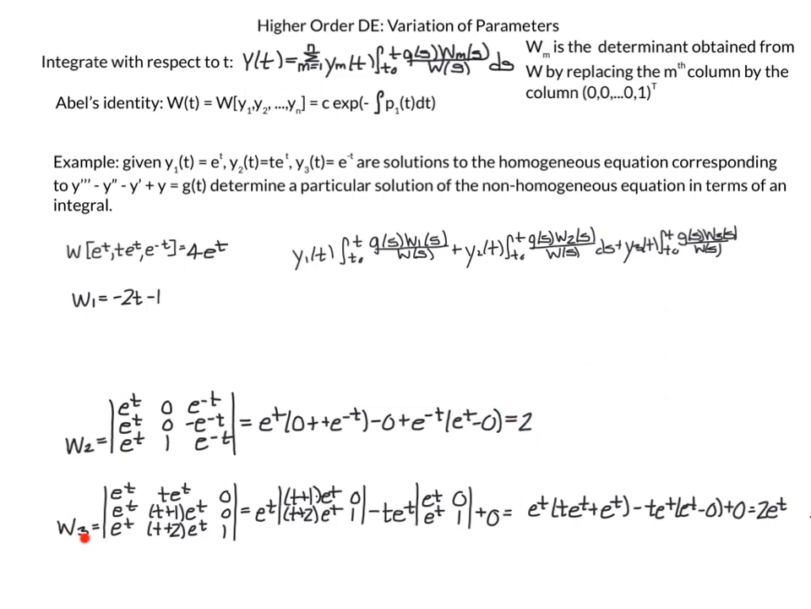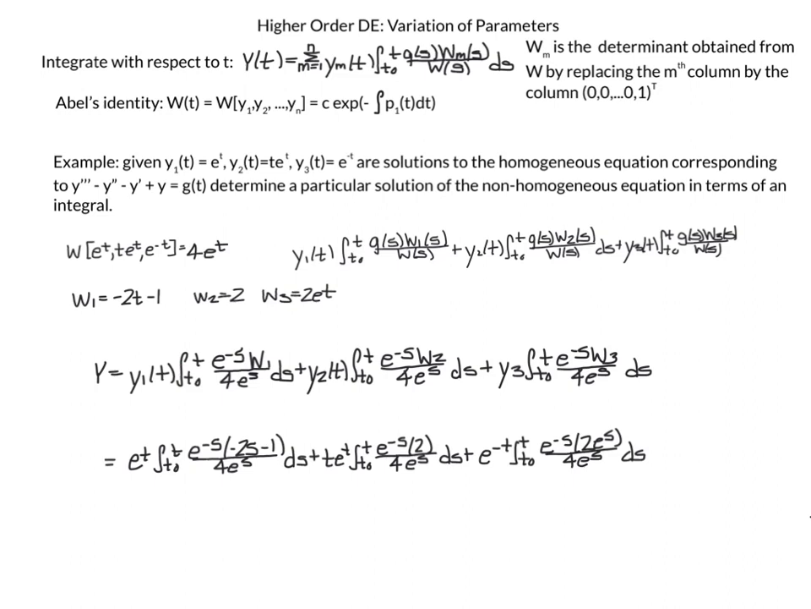Last, I do this for W3. My last row now, or my third row, is 0, 0, 1. I have e to the t, first derivative, second derivative, my t e to the t, first derivative, second derivative, and my W3 ends up being equal to 2 e to the t. And I make note of W2 and W3 over here. Now that I have all my components, I can plug into my formula.